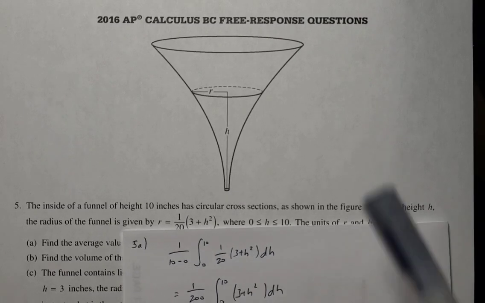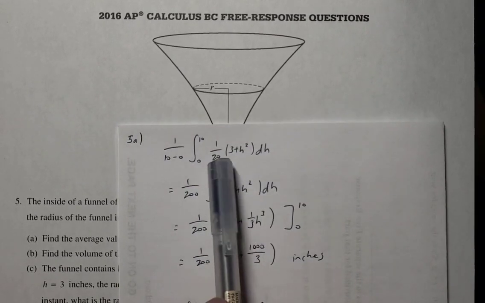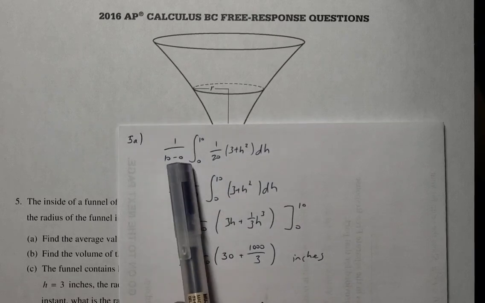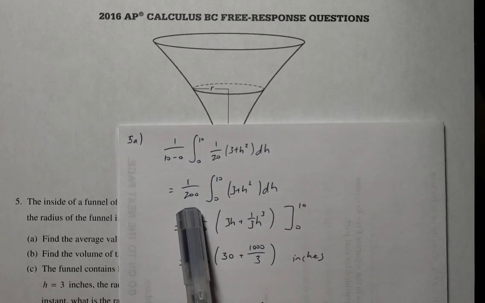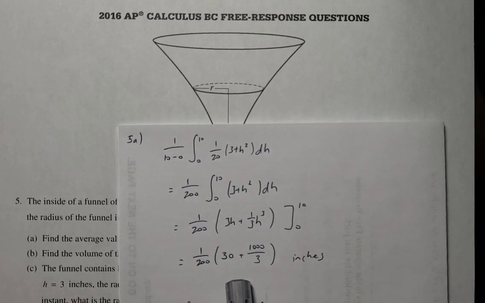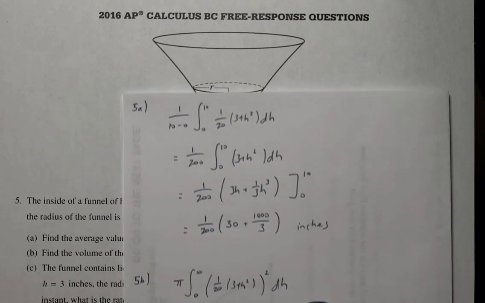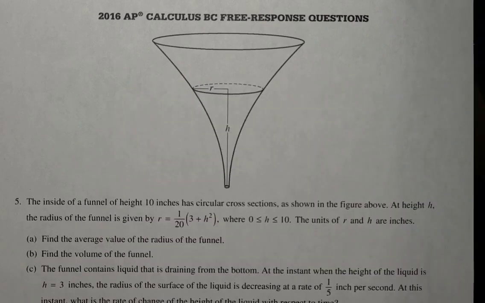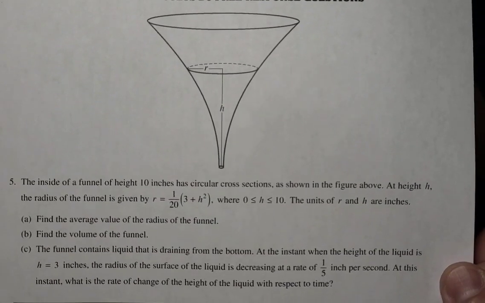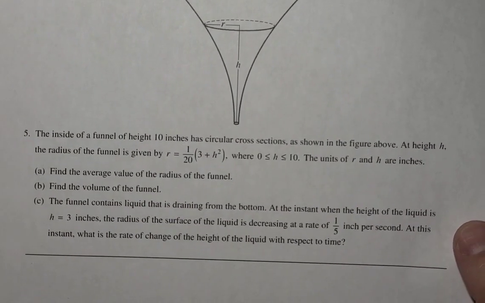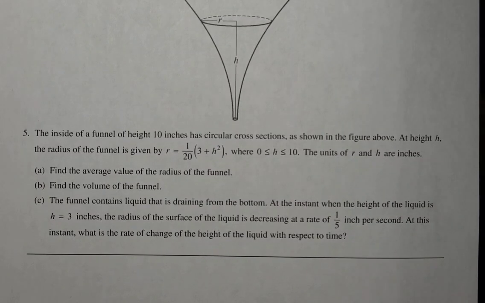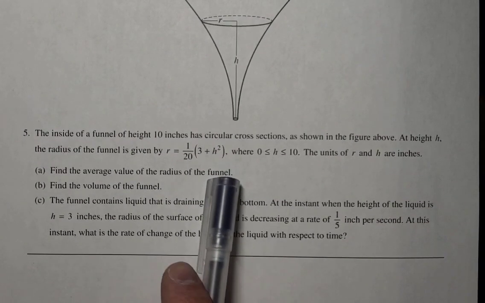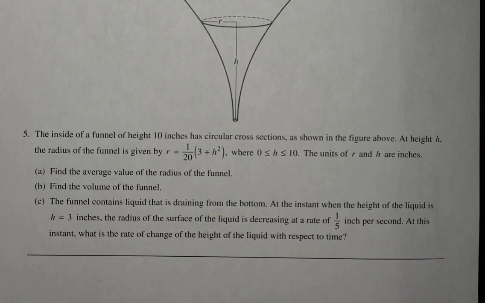This is no calculator allowed, so you gotta do it by hand. So this constant I pulled out in front, and that simplifies to 1 over 200. Power rule, fundamental theorem of calculus, don't forget your units, inches. Actually, I don't remember if in this one the guidelines say units matter, but always put them. It's my suggestion. Unless you're not confident in units, which you should be, then maybe leave it off. This one doesn't explicitly say to have your units, but I would just put it.